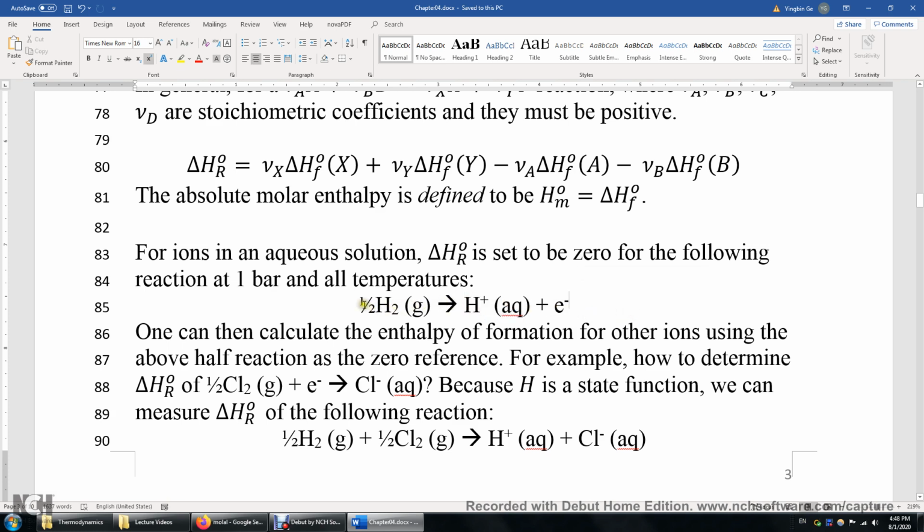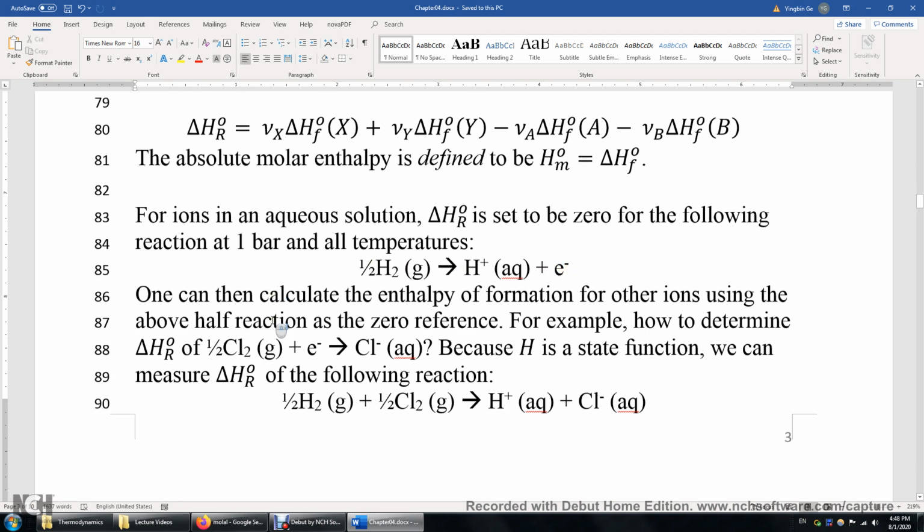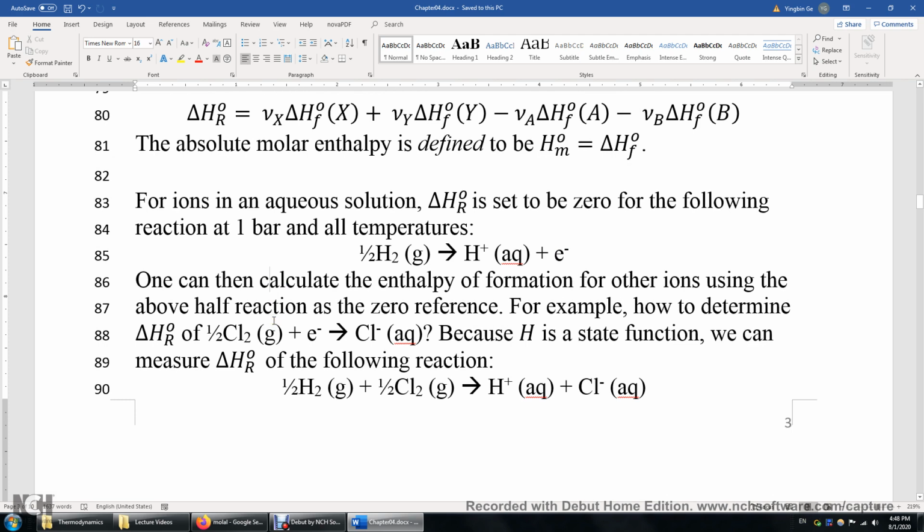This is because the enthalpy of formation of hydrogen 2 gas is 0. And then we define the enthalpy of reaction is 0. Therefore, the enthalpy of formation of the product is 0. That means the enthalpy of formation of H+ is 0. Well, assuming the enthalpy of formation of this electron. Actually, this is not even a free electron. This is an electron in water. So again, this is just an arbitrarily chosen zero reference for ions.